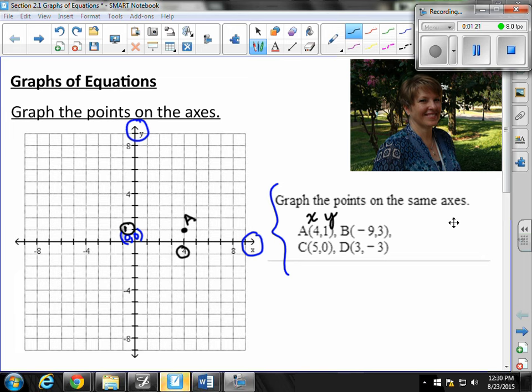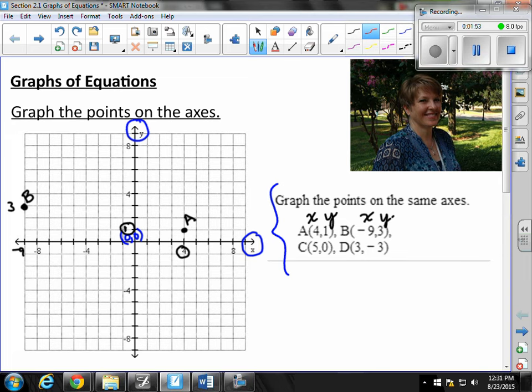Next, we're going to look at point B. Point B has x-coordinate of -9 and y-coordinate of 3. So -9 means I have to shift over to the left from my origin. -9 is going to be over here. And then +3 in the y direction means I'm going up 3 units. +3 is going to be up there. So I'm going to put a point here and label that point B.